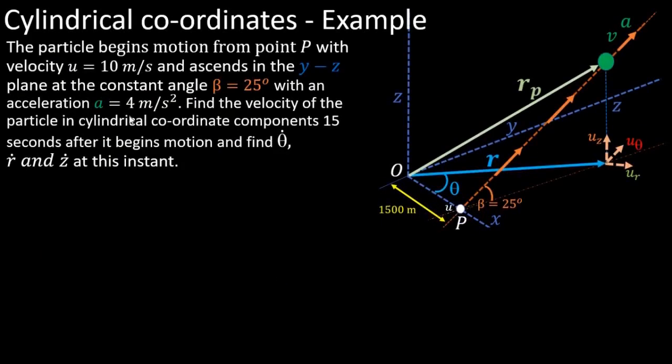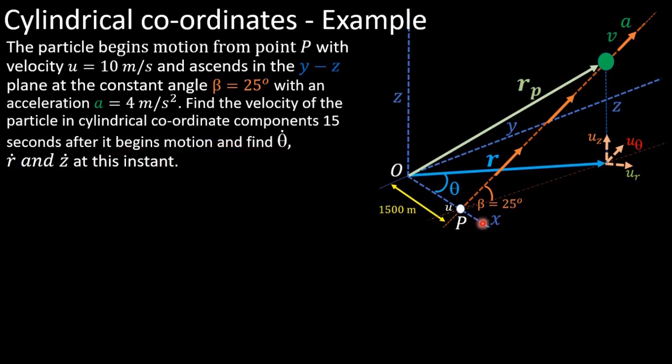Okay, so let's have a look at an example. Okay, so the particle begins motion from point P with a velocity u equals 10 meters per second and descends in the yz plane at the constant angle beta equals 25 degrees with an acceleration a equals 4 meters per second squared. Find the velocity of the particle in cylindrical coordinate components 15 seconds after it begins motion, and find theta dot, r dot, and z dot at this instant.